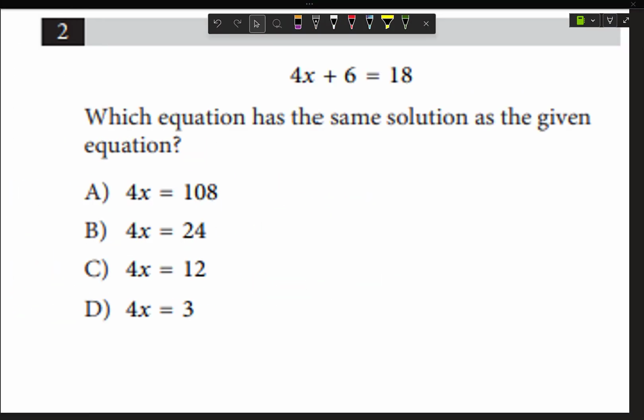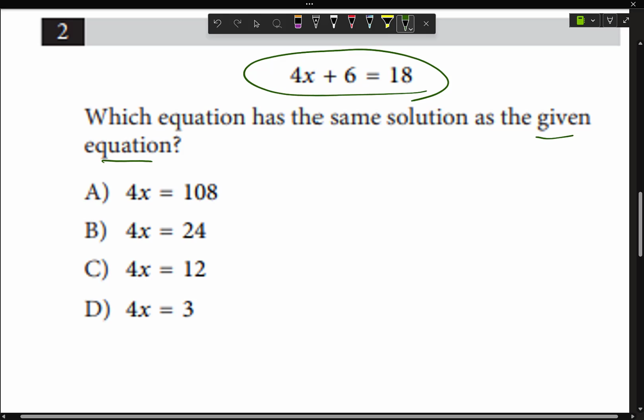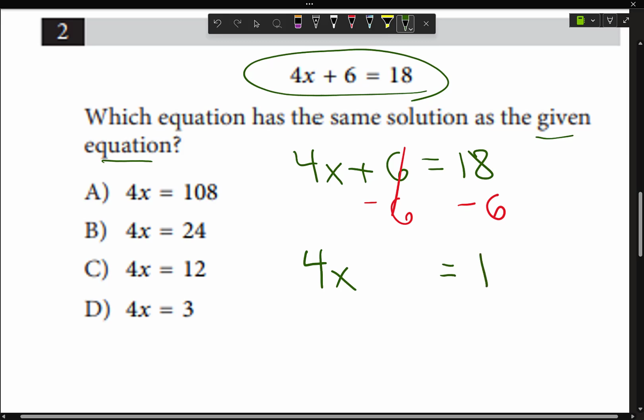Question 2, which equation has the same solution as the given equation? So obviously we need to take this equation and we need to solve for x. This is not a question we can work backwards on, at least initially. So we subtract 6 from both sides, and then divide both sides by 4. So we get x equals 3.